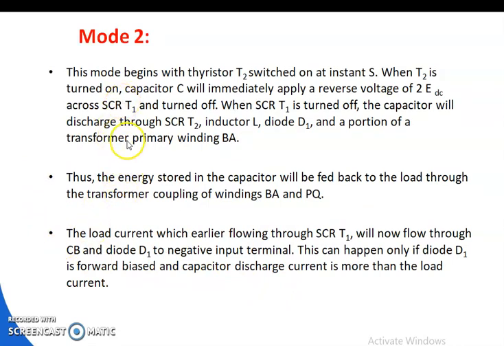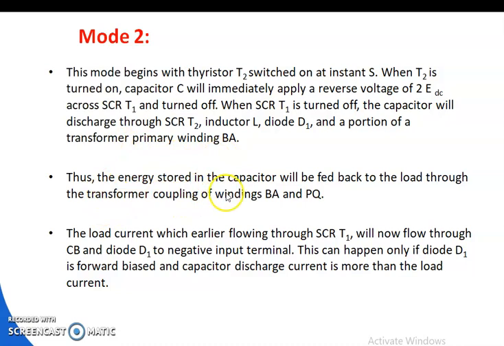Mode 2. This mode begins with thyristor T2 switched on at the instant S. When T2 is turned on, the capacitor C immediately applies a reverse voltage of 2 EDC across SCR T1 and turns it off. When SCR T1 is turned off, the capacitor will discharge through SCR T2, inductor L, diode D1 and a portion of the transformer primary winding BA.